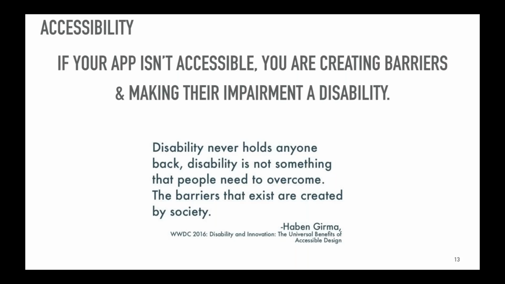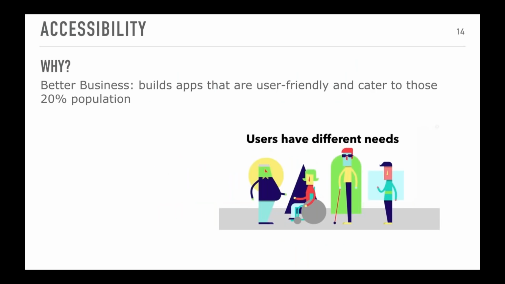And that's where Haben Girma mentioned: disability never holds anyone back. Disability is not something that people need to overcome. The barriers that exist are created by society. So let's not be cruel to those people. 20% of the population is huge, 1 billion people. So let's try to find ways to include them in the way that we do.